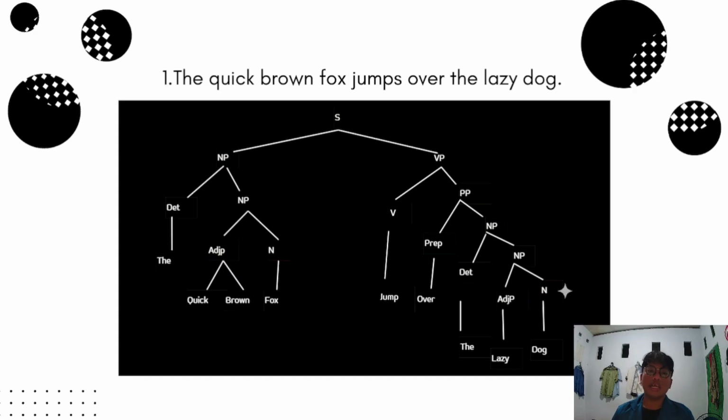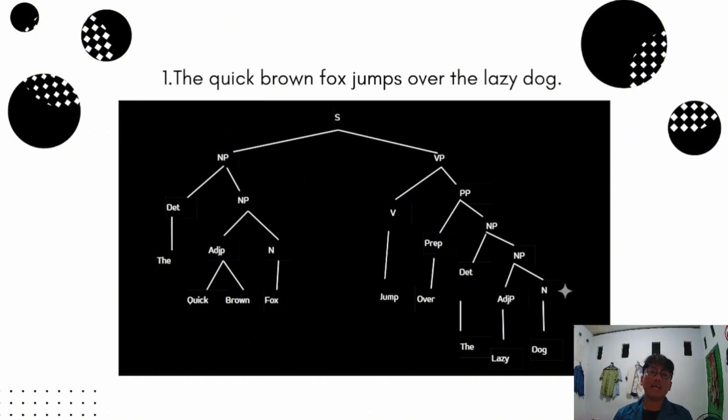NP, noun phrase. There are two more lines in the noun phrase: the determiner, which is "the", and another noun phrase, which has two lines, adjective phrase and noun. In the adjective phrase, there are quick and brown, and in the noun, there is fox.